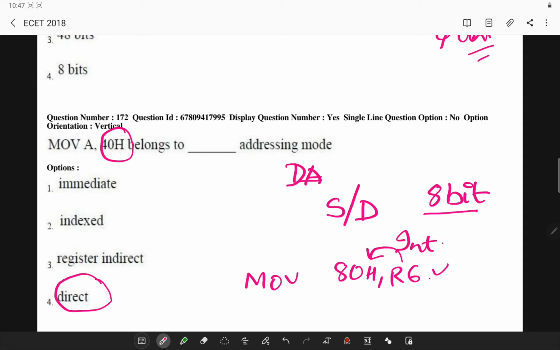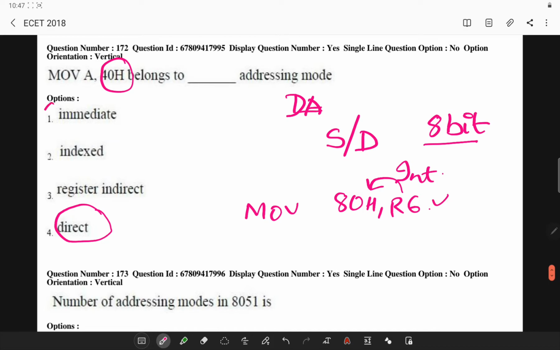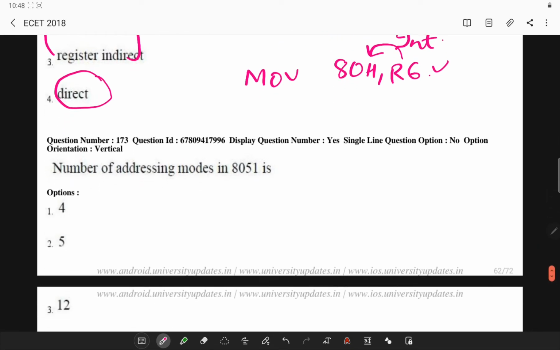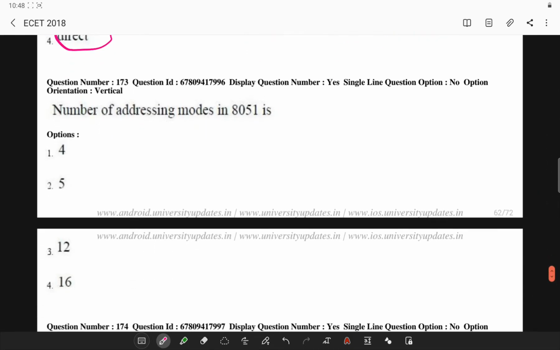Okay, so all the addressing mode questions are very important. We'll be discussing them slowly. So how many addressing modes are available in 8051?